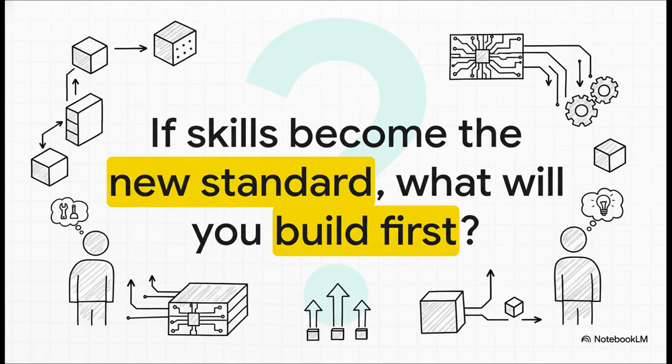So what this all boils down to is that this is way more than just a neat new feature. It's a totally new way of thinking about how we communicate complex ideas to AI. It's a huge step towards a more structured, efficient, and maybe even a universal language between humans and agents. And that leaves us with one really fun question to think about. If this does become the new standard, what are you going to build first?